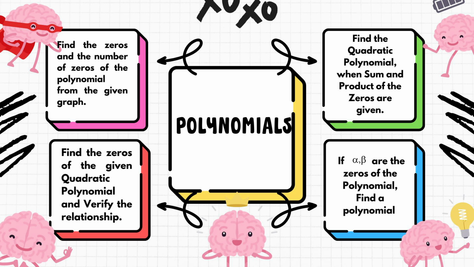Also learn formulas like alpha square plus beta square is equal to alpha plus beta the whole square minus 2 alpha beta. Alpha cube plus beta cube is equal to alpha plus beta the whole cube minus 3 alpha beta into alpha plus beta. Like that, questions you have to revise. Revise all the case study questions involving finding the zeros and equations of the polynomials from the graph, maximum height, etc.